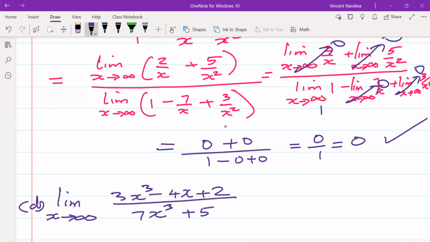So 3x cubed minus 4x plus 2 over 7x cubed plus 5.